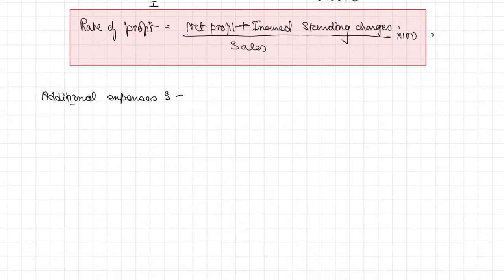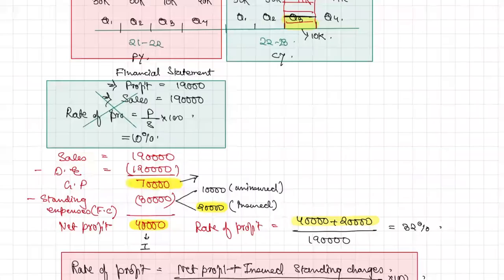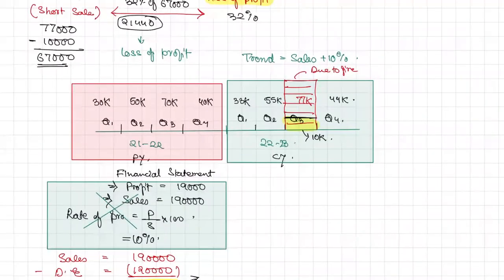What additional expenses? Now suppose, for example, in the quarter in which we had this loss, this 10,000, what we were able to do was because of those additional expenses which you have incurred. Because once a fire has happened, it might be possible that we'll take another new place on rent, and we'll work out some more things so that we can work better.